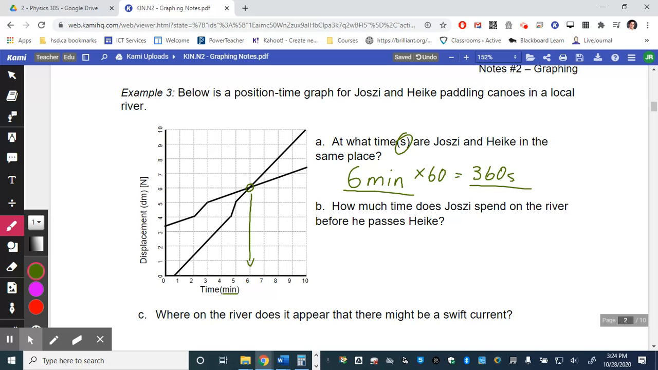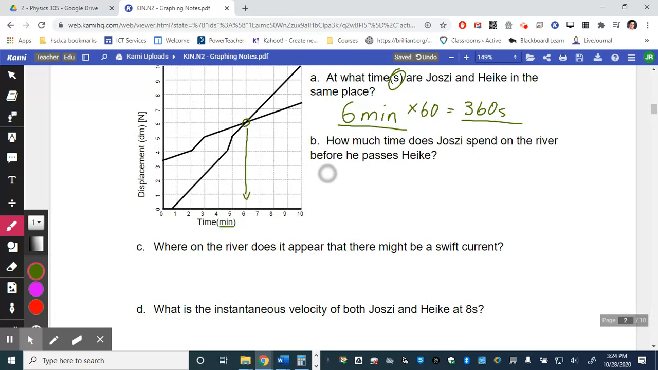How much time does Josie spend on the river before he passes Heike? Well, who is Josie and who is Heike? Just the fact that we know that Josie passes Heike tells us which is which. This one has to be Josie, because this is the line that passes this one, which must be Heike.